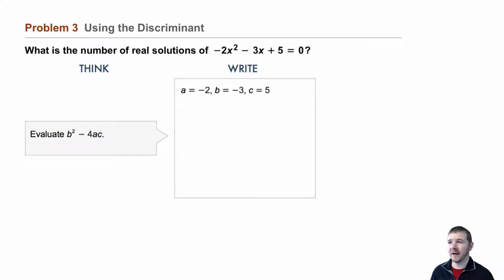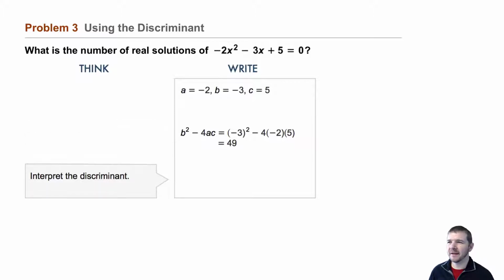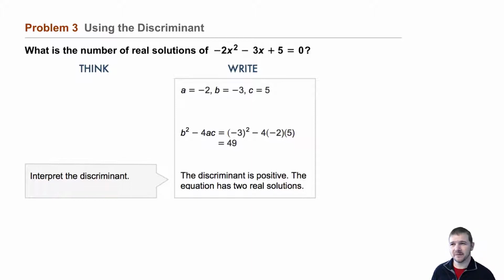Next think, evaluate the discriminant, b squared minus 4ac. Substituting your values for a, b, and c, we write b squared minus 4ac equals negative 3 squared minus 4 times negative 2 times 5, and that's 49. Finally think, interpret the discriminant. And write, the discriminant is positive, so the equation has two real solutions.